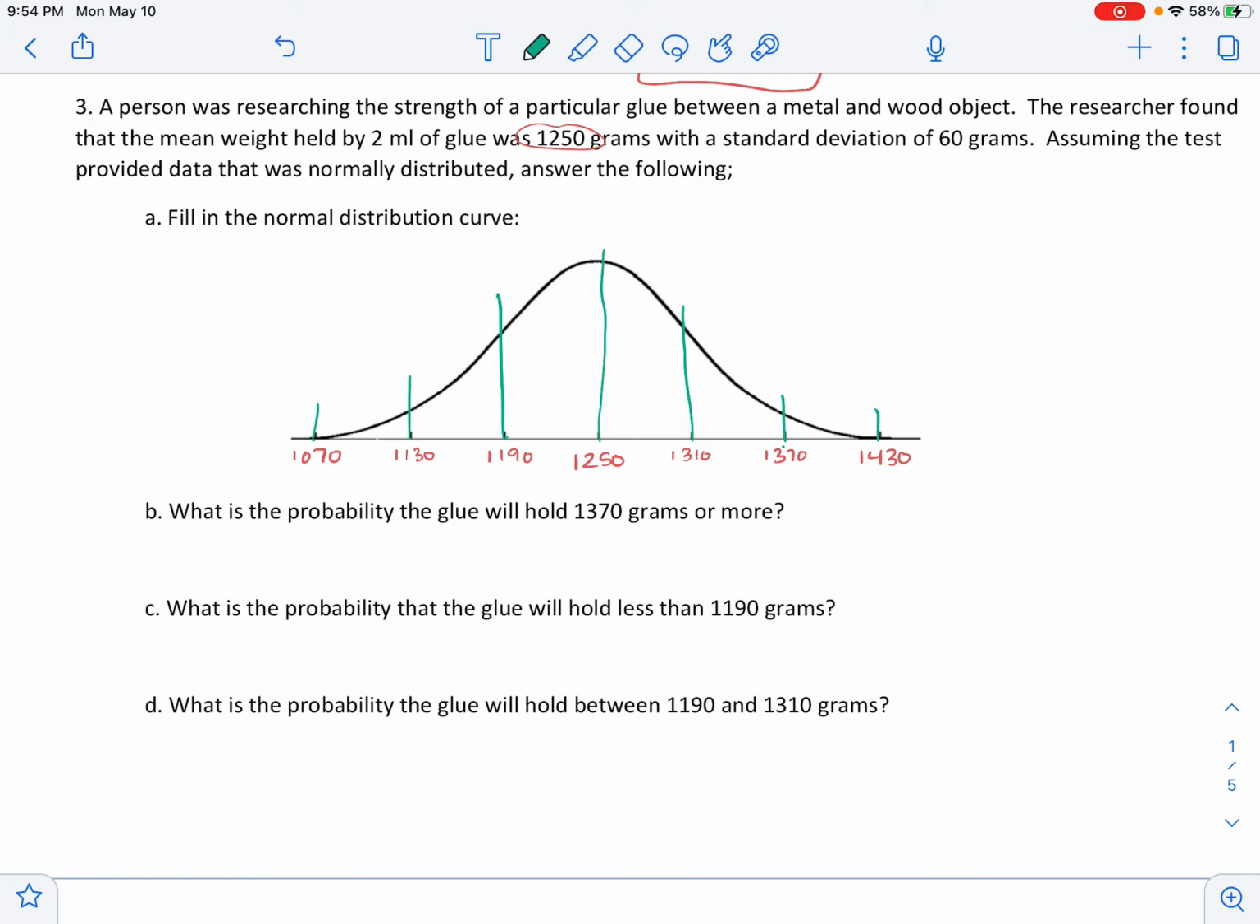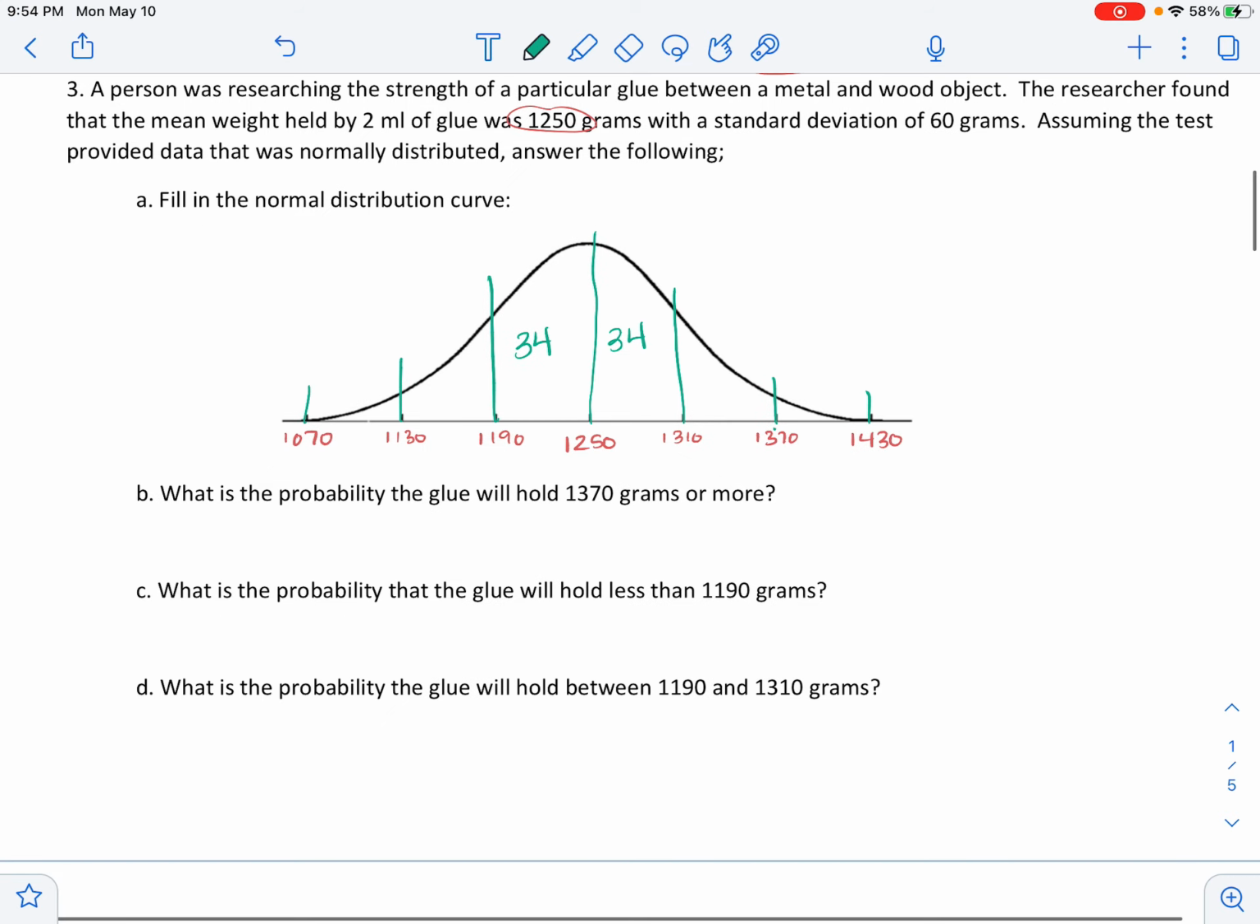We're starting in the center with 34% on each side. The next one is 13.5%. Then we've got 2.35 and 0.15 on the ends. So these percentages are what percent of data would lie between these lines.